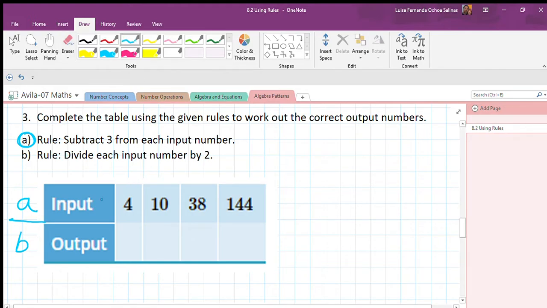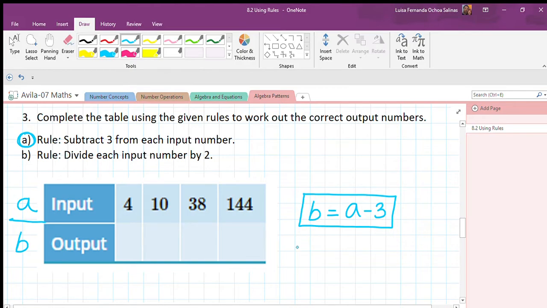If I called the input a, and I have to subtract 3 from each input number, then the output, which is equal to b, is equal to what? It says subtract 3 from each input number, so that means a take away 3. Agree? That's my rule; I'm just writing it in algebra form. To find the output, I just have to sub in the inputs. So if a is equal to 4, what is b going to be equal to?